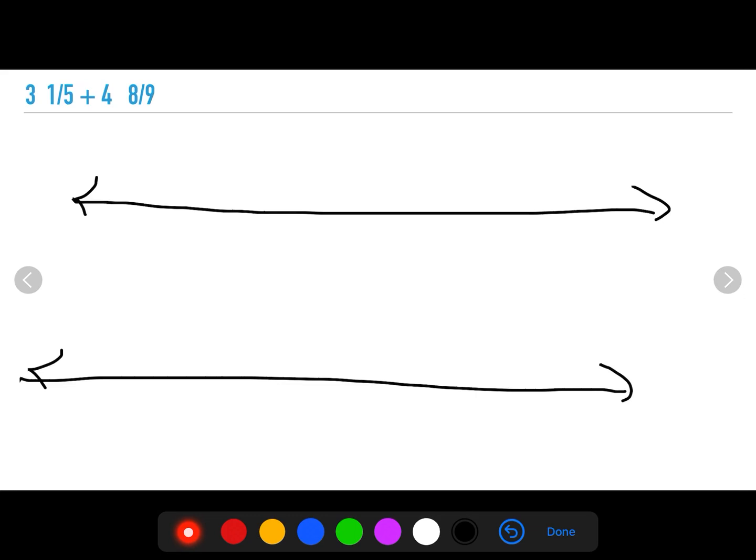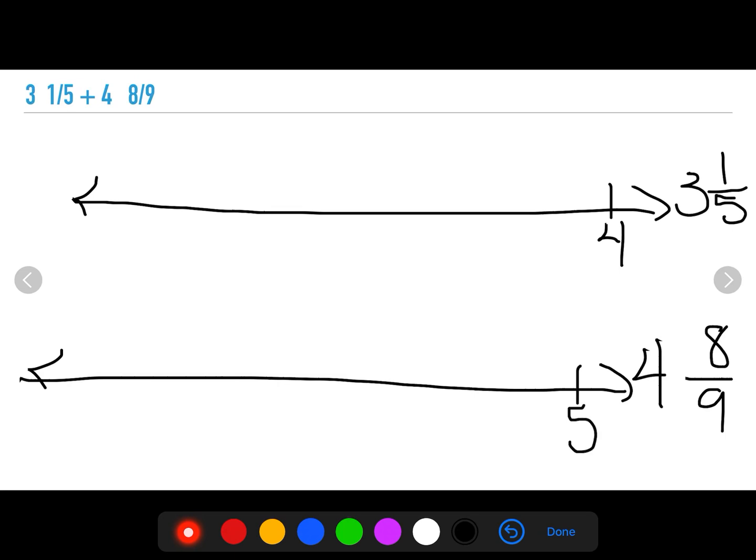So I have 2 number lines, and this first number line is going to represent the mixed number 3 1/5, and the second number line is going to represent the mixed number 4 8/9. Now scholars, I know that 3 1/5 is between 3 and 4, so my number line is going to end at 4. 4 8/9 is between 4 and 5, so my number line is going to end at 5. Now just fill in the rest of your number line.